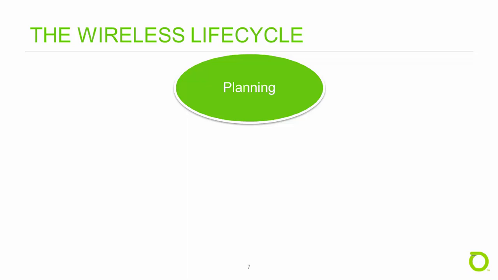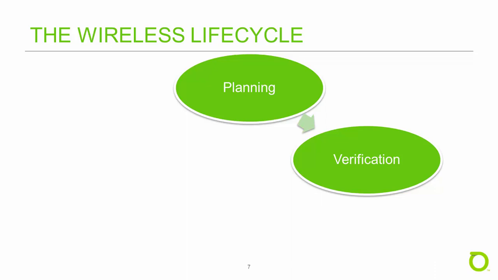Now let's look forward. I have my plan, and I actually have the installers in the building hanging my access points. But how do I know it's actually set up the way I intended? How do I ensure that neighboring APs or other interfering devices aren't compromising my performance? Well, I need to verify the network. Verification gives me the comfort that my plan is what is actually executed.